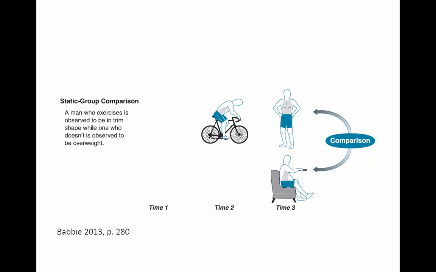So let's say I observe two kinds of individuals. One set of individuals does exercise, and after they exercise, I look at what shape they are in. And I look at another set of individuals who do not exercise, and I look at how fit they are at time 3 as well. Then I can compare these two groups with each other. So that's what is called a static group comparison, but it would be a two-group post-test design. There's no pre-test, but there are two groups.